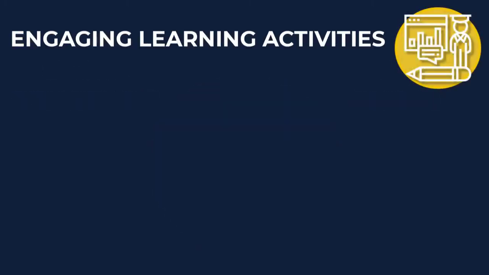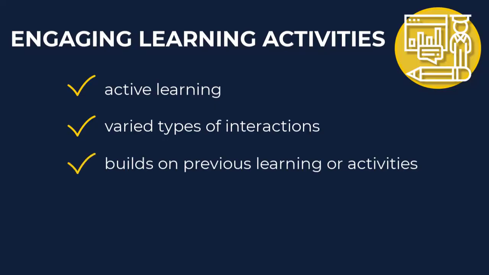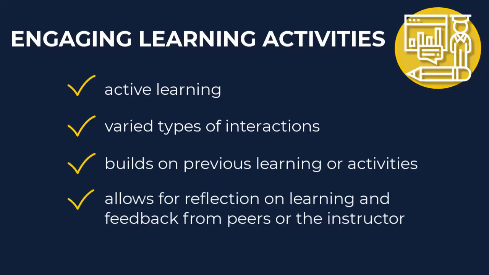The keys to developing effective online learning activities are to create them so that the activities include opportunities for active learning, allow for different types of interaction such as student to student or instructor to student, are sequential so each activity builds on the one before, and include opportunities for students to think and reflect on what they are learning, how they are learning, and the importance of what they are learning, with useful feedback from peers or the instructor.